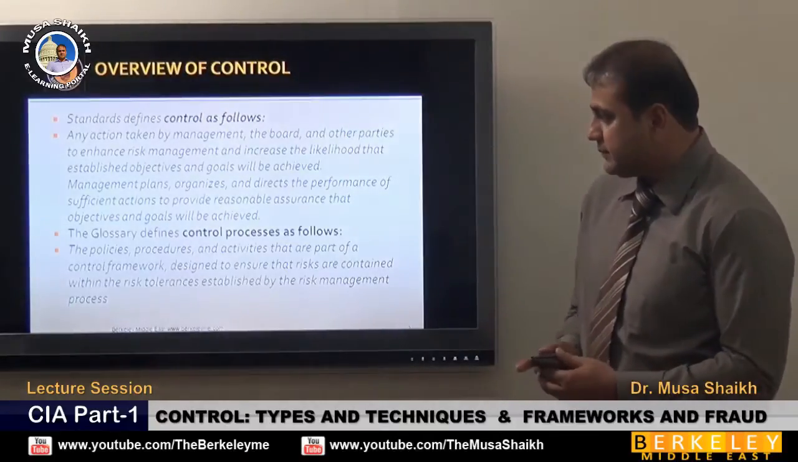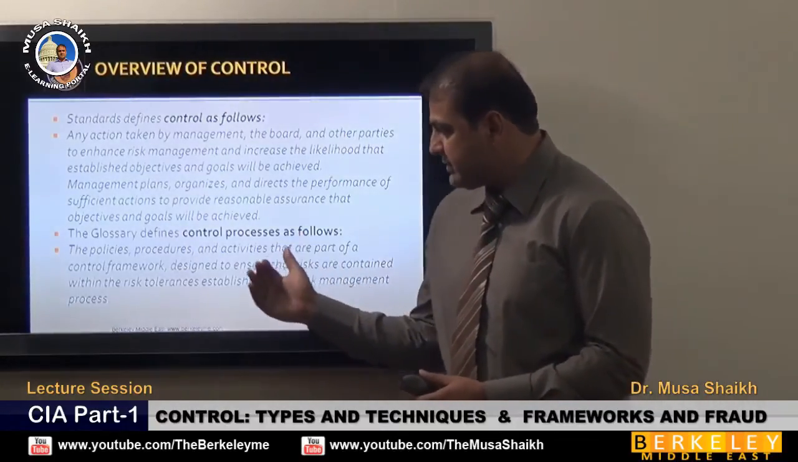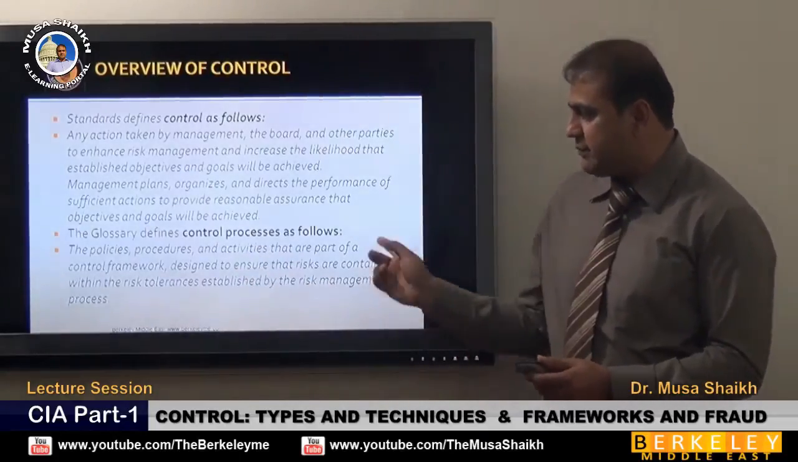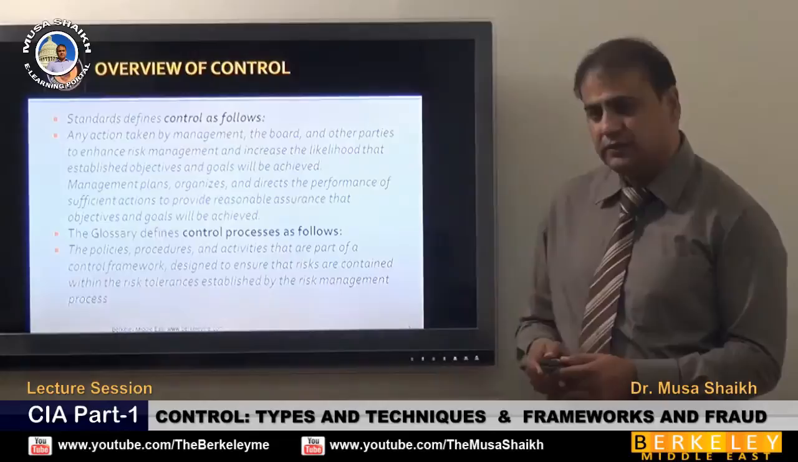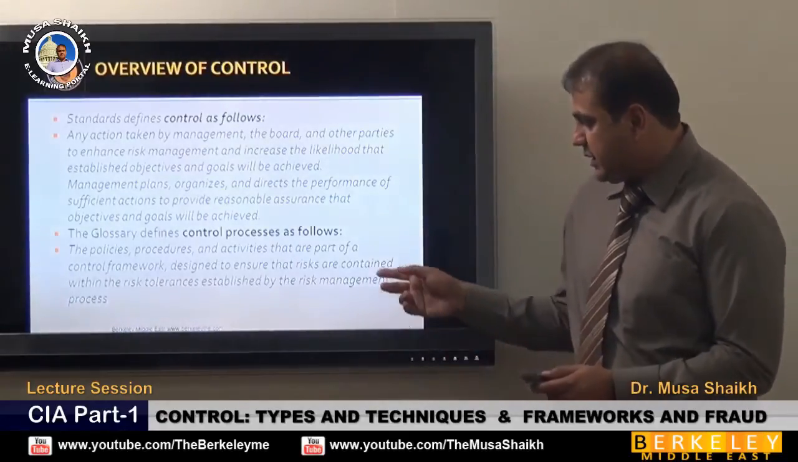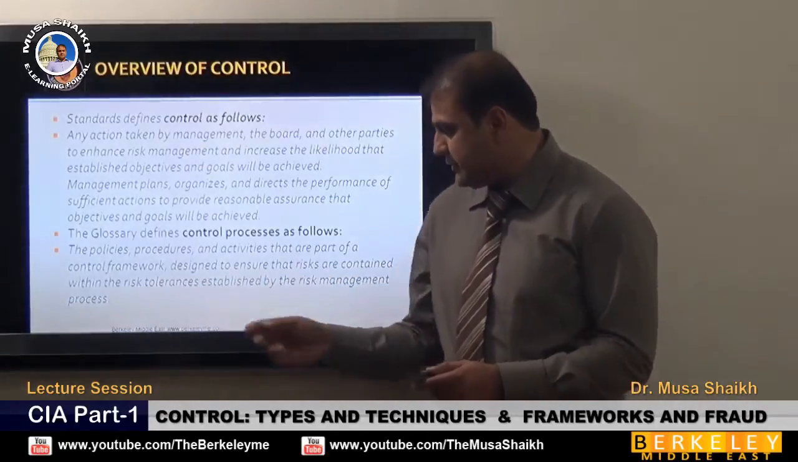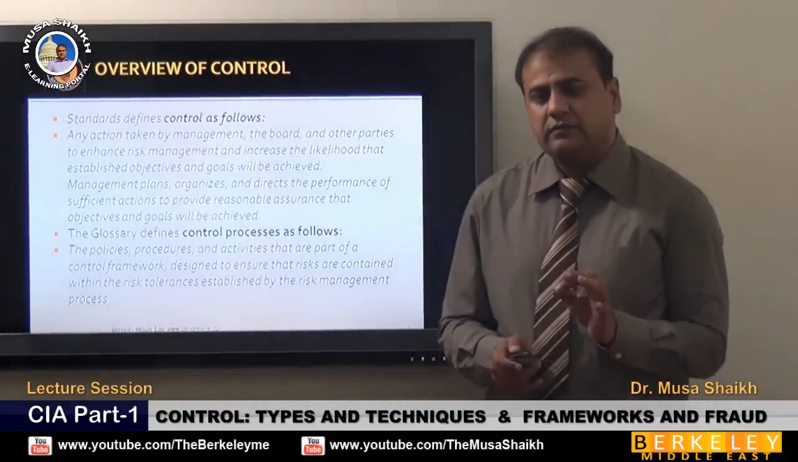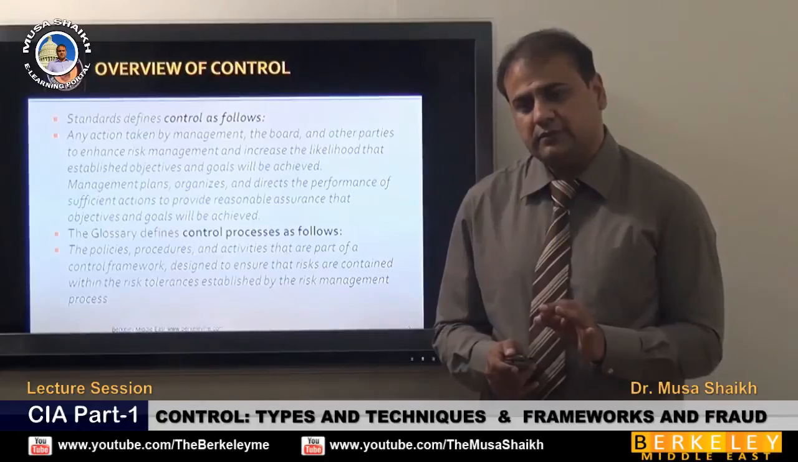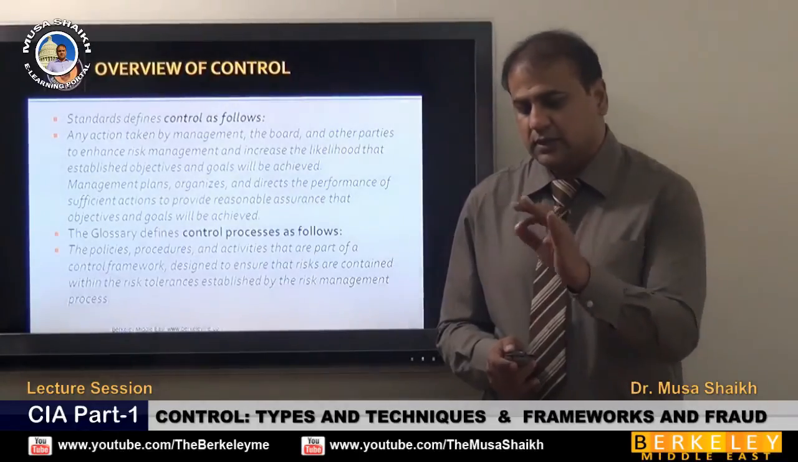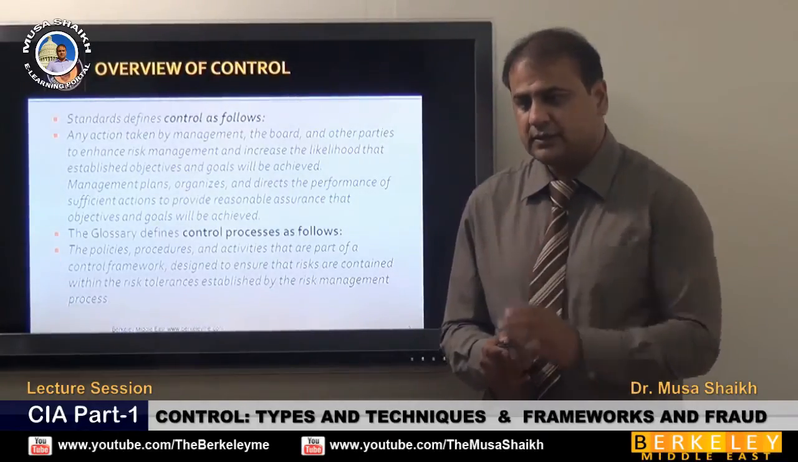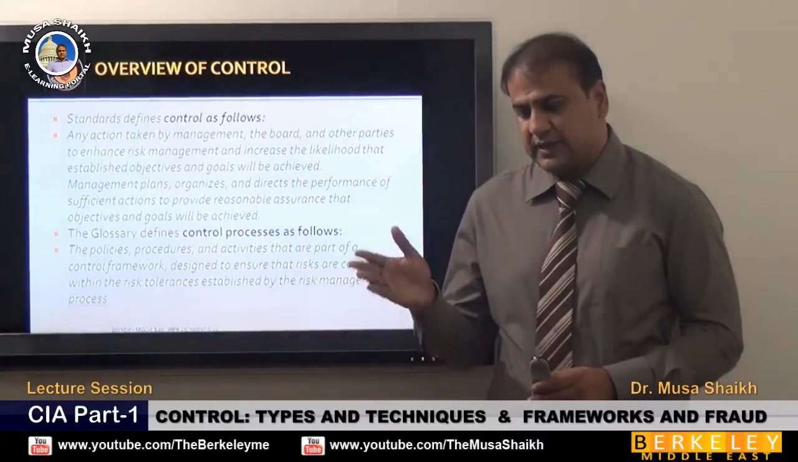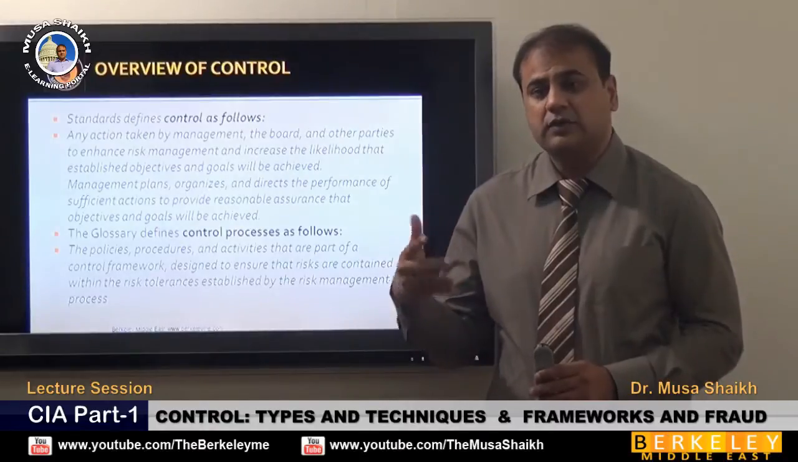Then see how the control processes are defined: the policies, procedures, and activities that are part of the control framework designed to ensure the risks are contained within the risk tolerances established by the risk management process. Every company has its own risk. A bank has its own risk. An oil company has another risk. A currency exchange company has its own risk. And every risk has its own acceptable tolerance level.